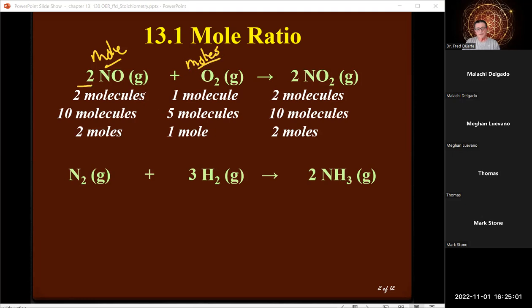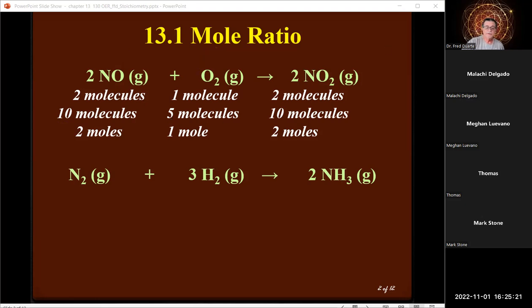Okay, given the ratio. So if I have 10 moles of NO, I'm going to need 5 moles of oxygen, because that ratio 10 over 5 is 2 to 1. Okay.